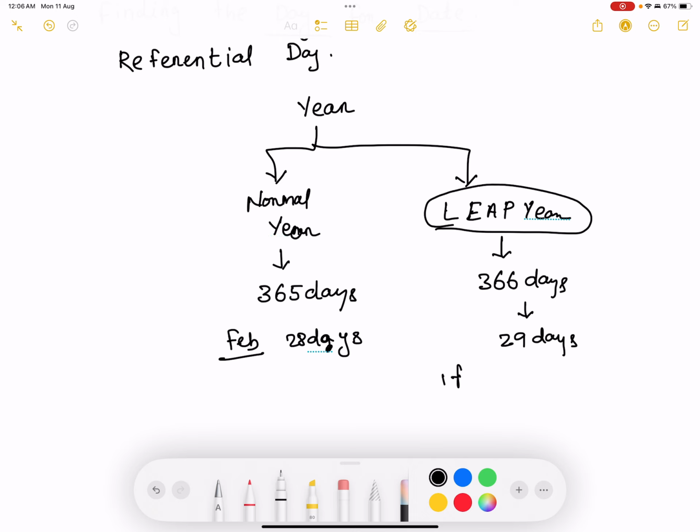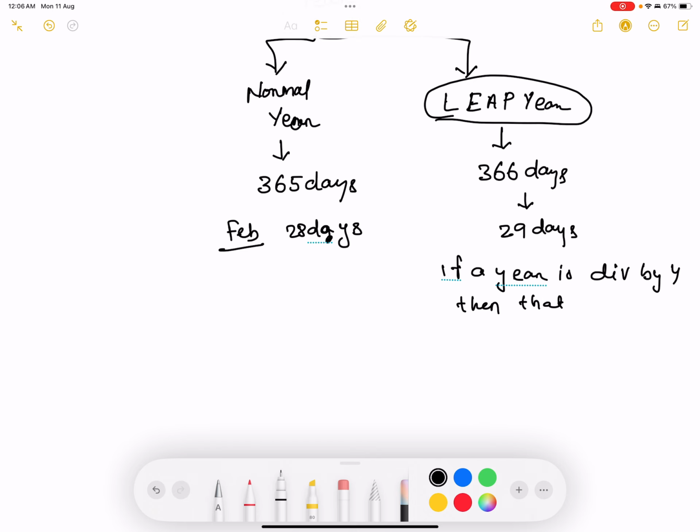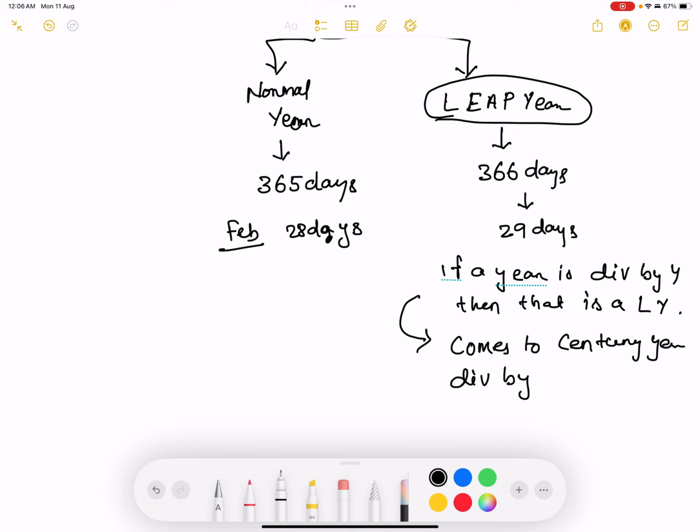Normally when we ask what is a leap year, we say if a year is divisible by 4, then that is a leap year. We have been saying it for a long time, but that is not correct. This is correct only if we are calculating normal years. When it comes to century years, we need to divide by 400. Why this 400 rule comes, I'll discuss later.